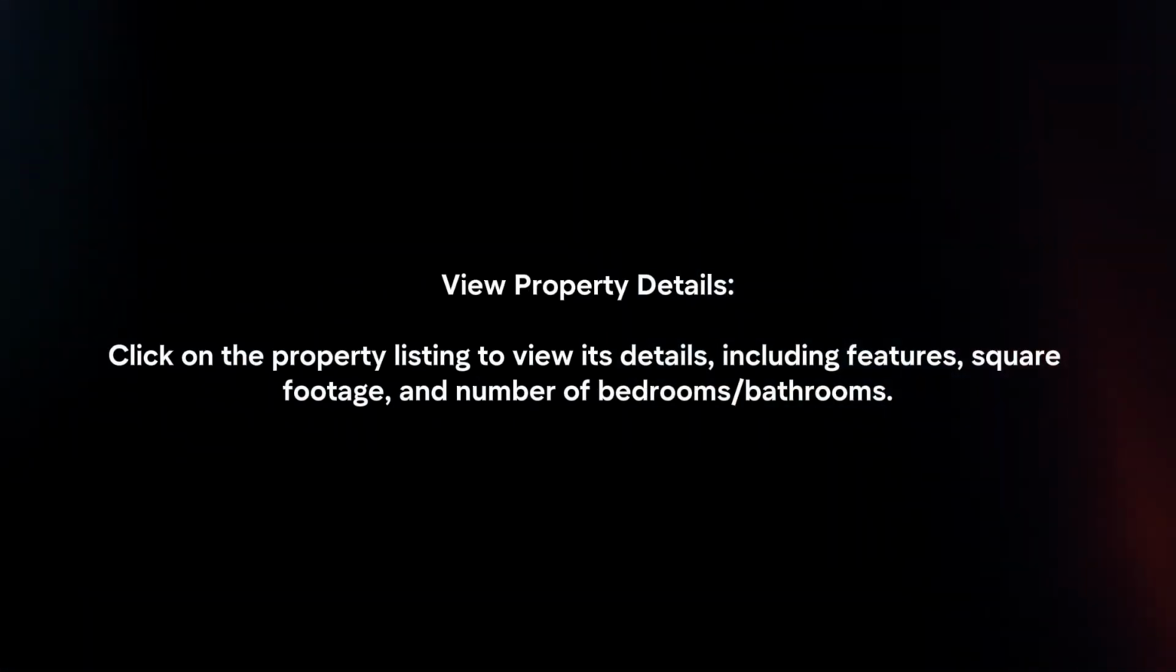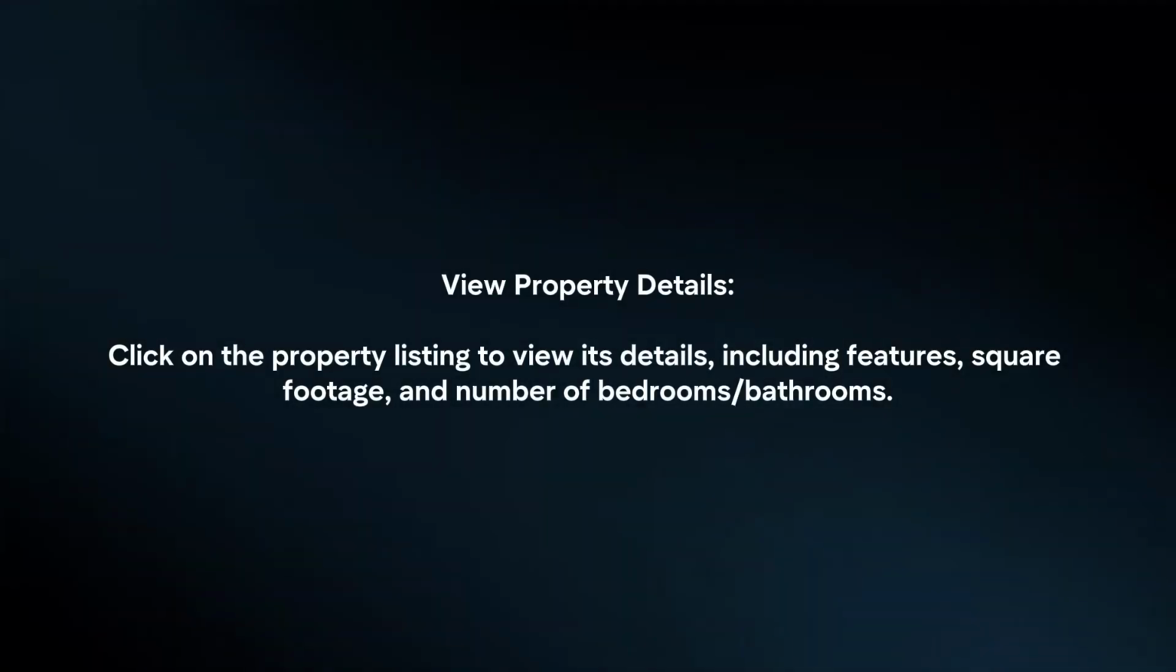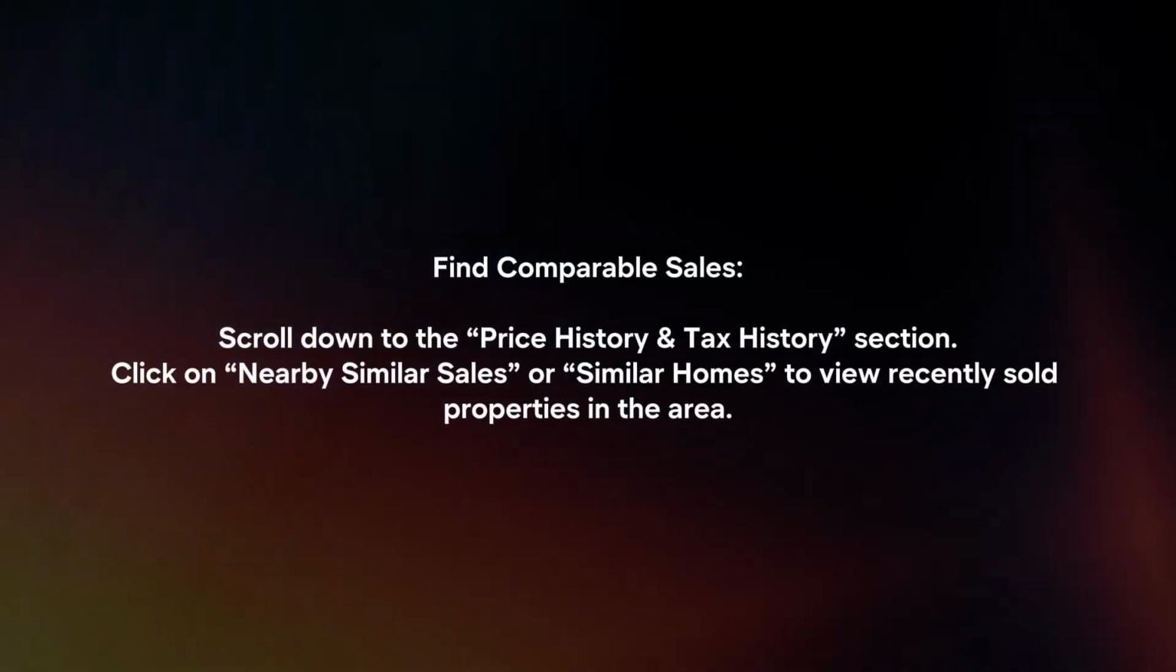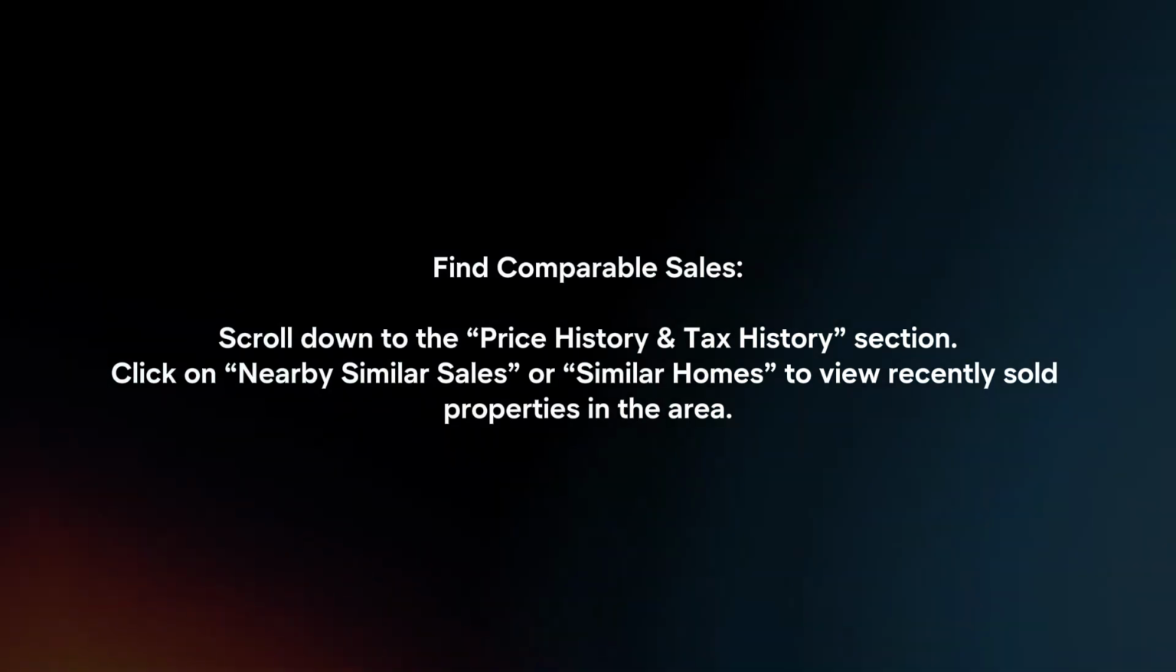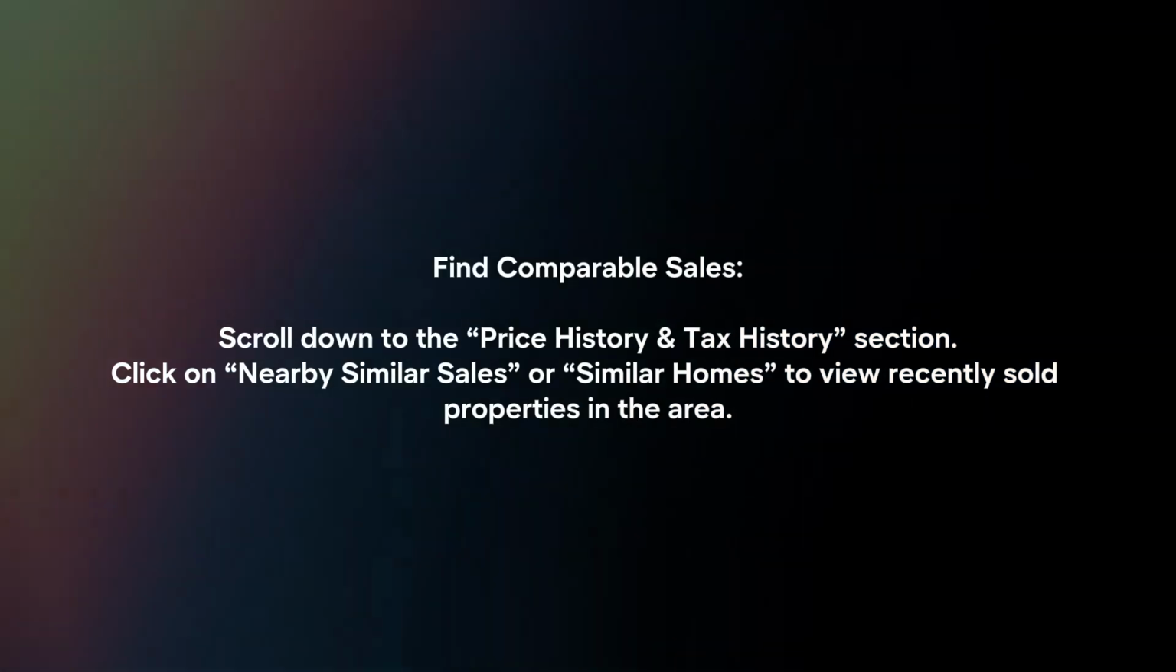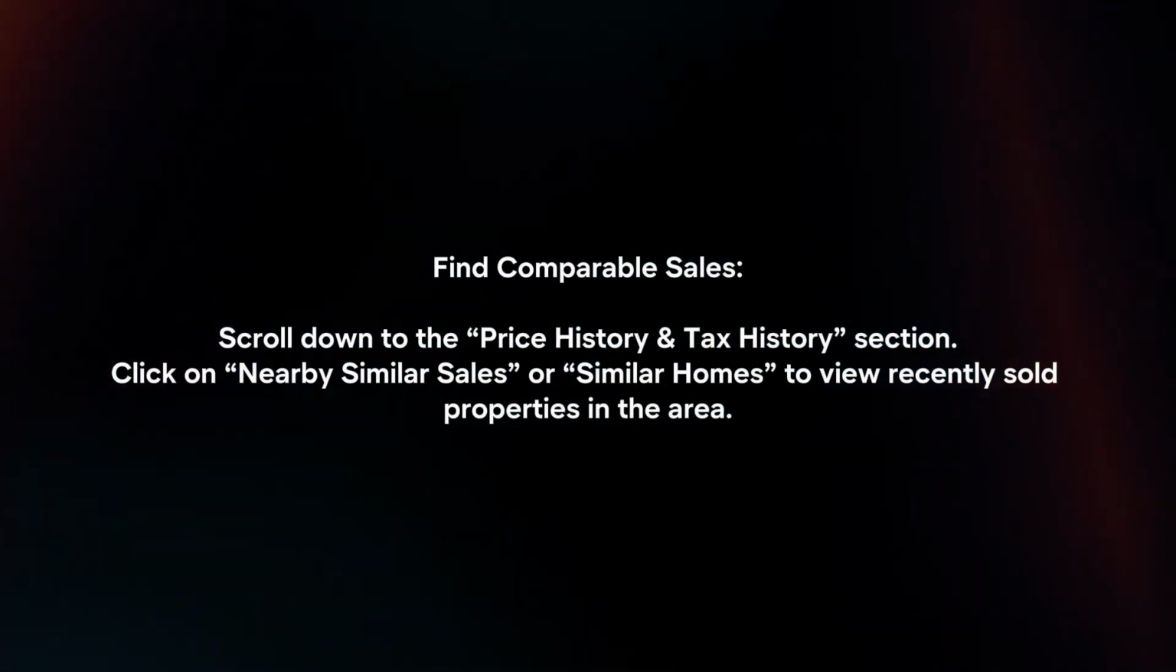View property details. Click on the property listing to view its details, including features, square footage, and number of bedrooms or bathrooms. Find comparable sales. Scroll down to the price history and tax history section. Click on nearby similar sales or similar homes to view recently sold properties in the area.